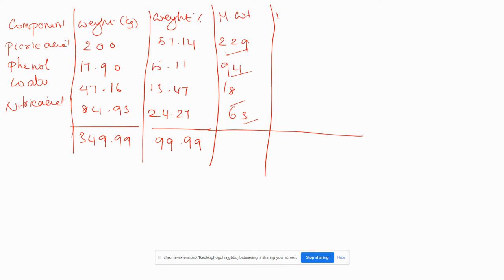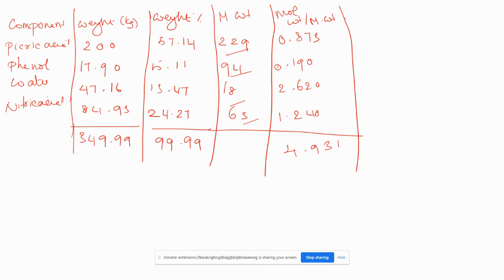And the next is mole. The formula is weight by molecular weight. We know the weight as well as the molecular weight. So we can find that: 200 divided by 229. Like that we can find the moles. So you will be getting 0.190, 2.620, 1.248. Okay. And the total will be 4.931.